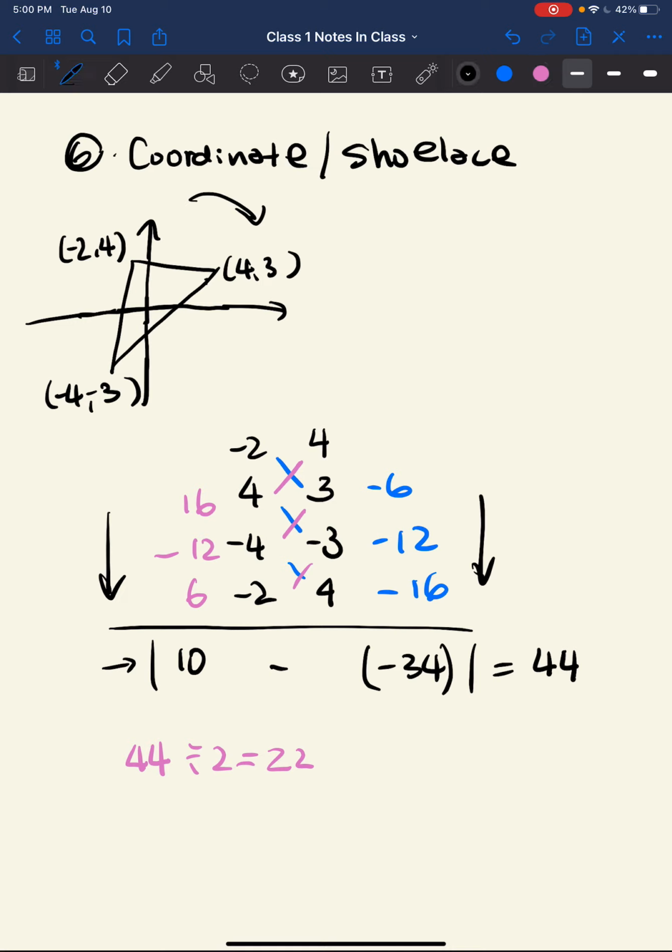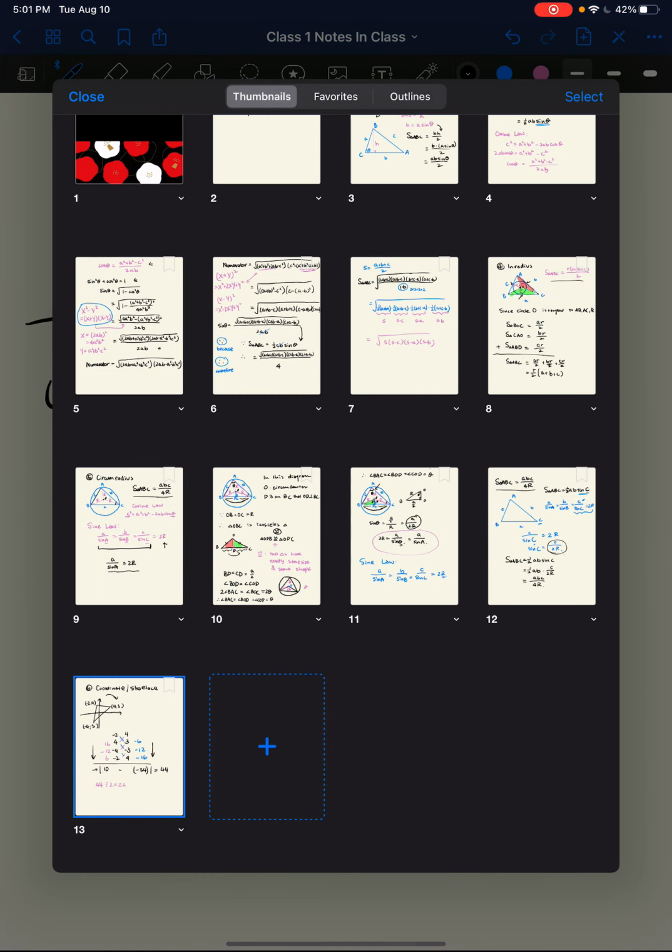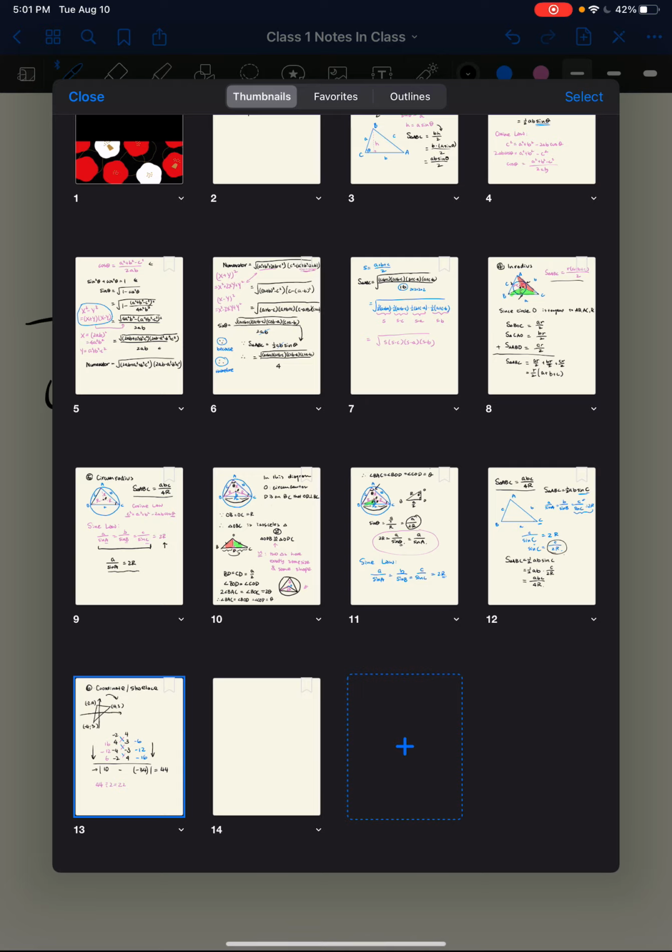Also a note that this shoelace method could also be used for a pentagon or a rectangle. As long as you know all the coordinates of the points, you can use this method. So this is a very interesting method if you have a coordinate system. Then we finish our ways to find the area of a triangle.